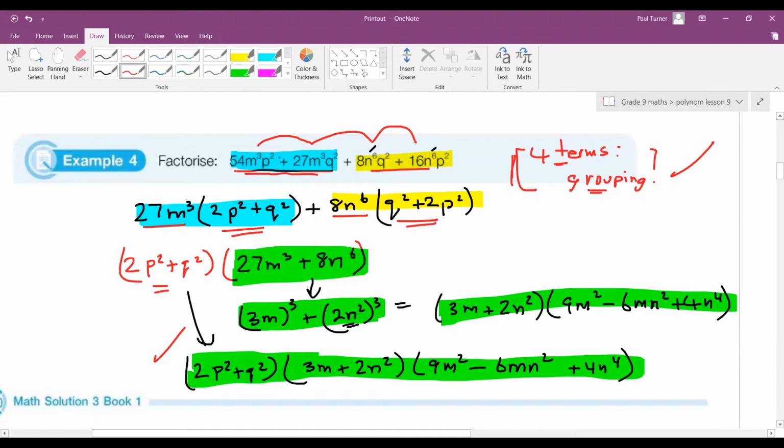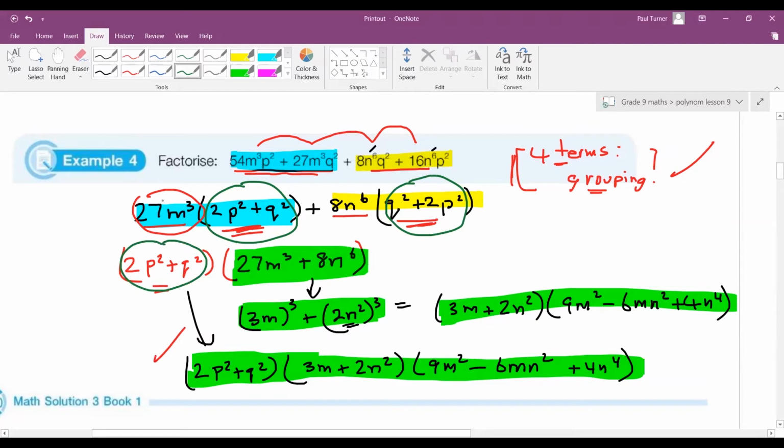And then I tried to factorize this blue pair here, and I found 27m cubed was a common factor. When I factorized that out, I'm left with 2p squared plus q squared. And in yellow, I factorized 8n^6, and then I'm again left with 2p squared plus q squared. So these 2 here were the common factor. Okay, and then I wrote that in the front here.